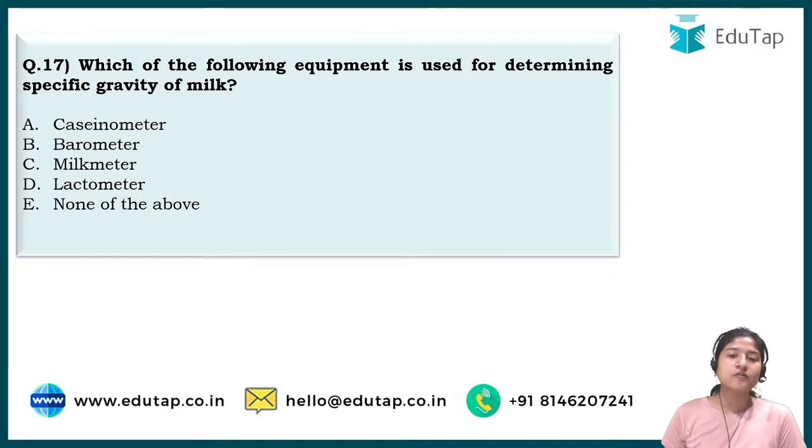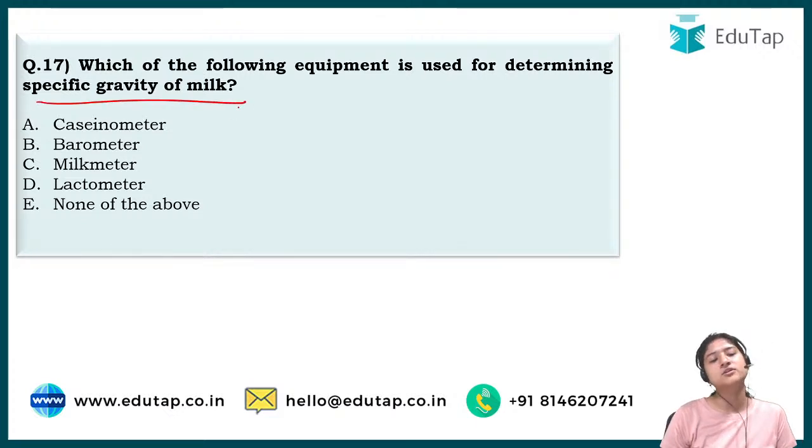Next is, which of the following equipment is used for determining specific gravity of milk? So basically, what is specific gravity? It is nothing but the density of a substance, here in this case milk, compared with water. Whatever answer comes is known as specific gravity.